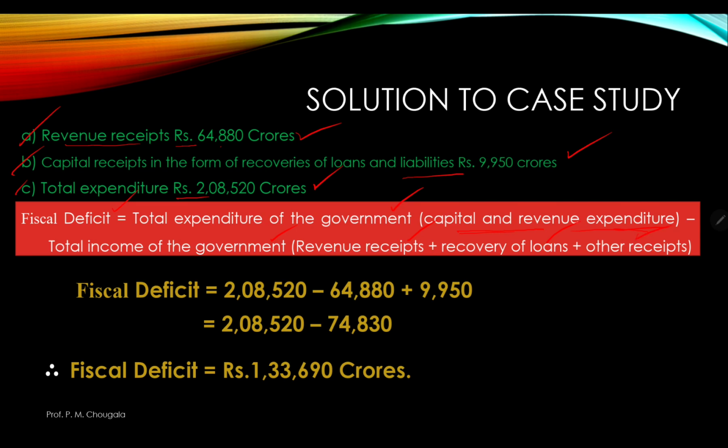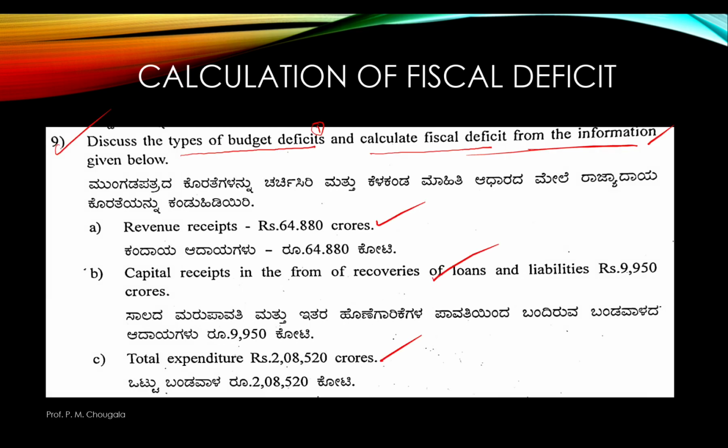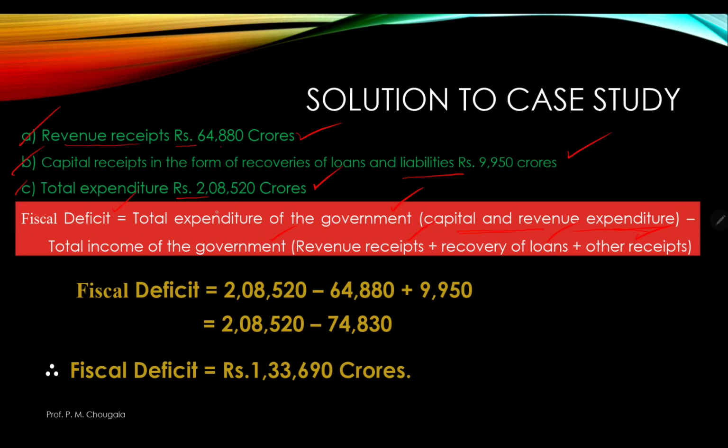Okay friends, for your understanding of the question, once again I put it forth here. This is the total expenditure of the public sector, and our equation will be total expenditure minus income. So first, total expenditure of the government or the public sector: how much is the total expenditure? 2,08,520 crores, minus, see here, 64,880 crores. What is the 64,880? Revenue receipts.